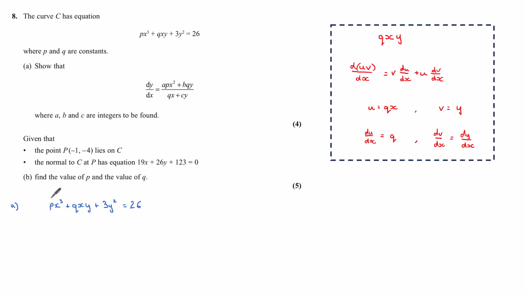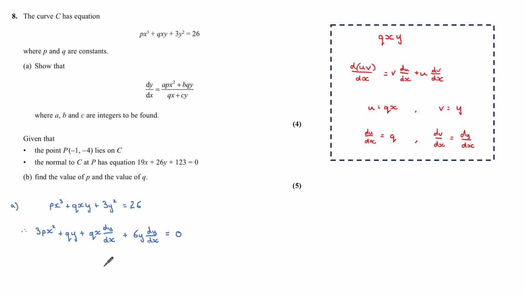So coming back to this, let's differentiate. Differentiating with respect to x is just multiply by the power, so 3p x, reduce the power by 1, 3px squared. My qxy is my product rule, as stated, so I have qy plus qx dy by dx. And then my last one, differentiate with respect to y, so that's 6y, and then multiply by dy by dx. And that's equal to my constant differentiated, which becomes 0.